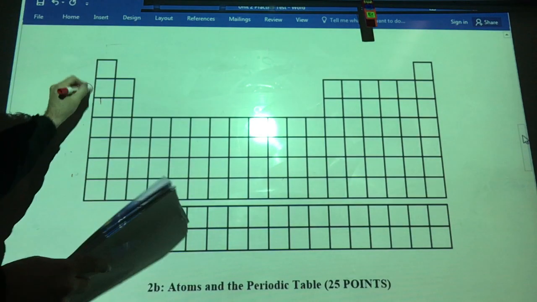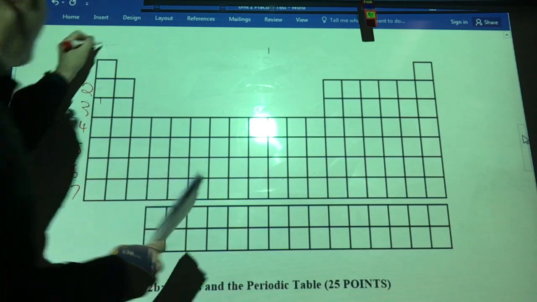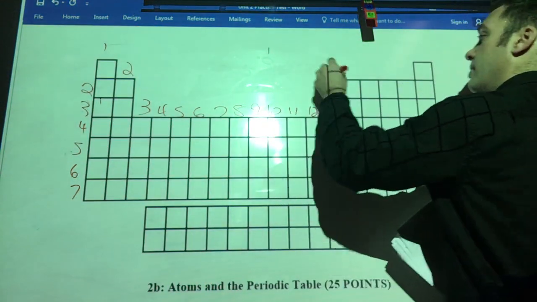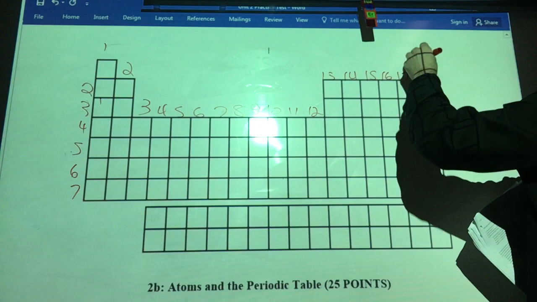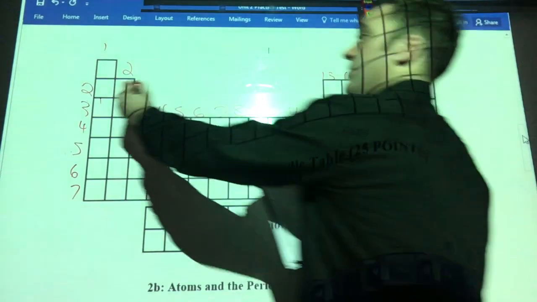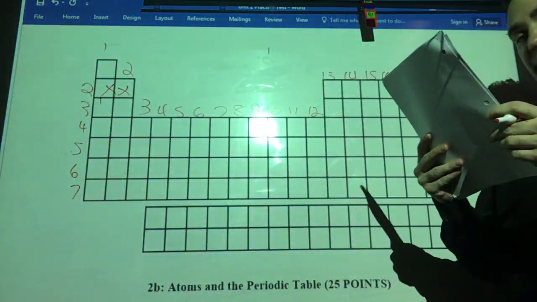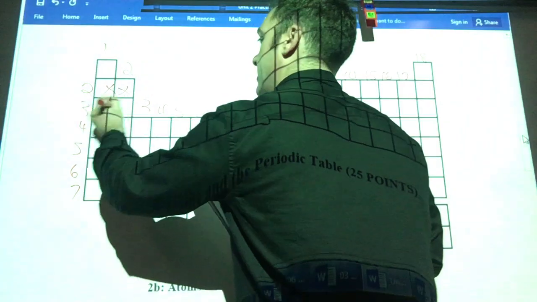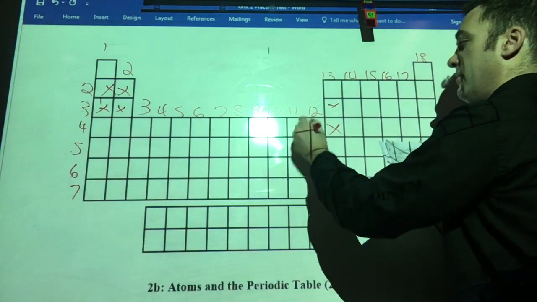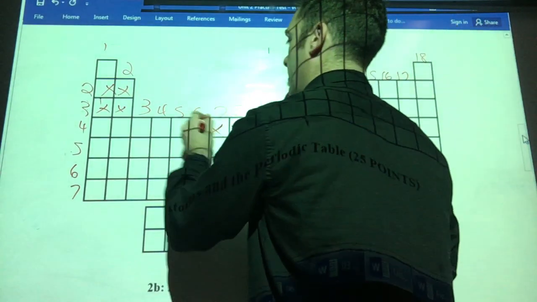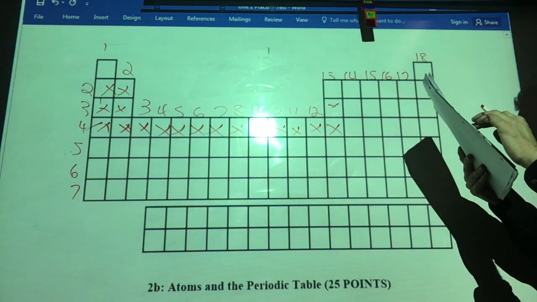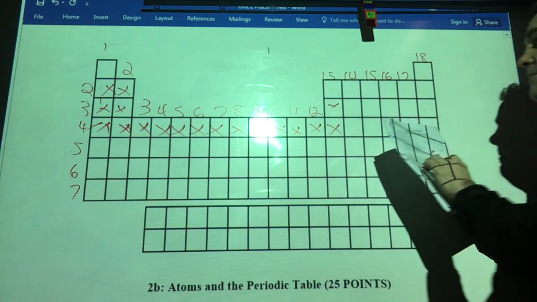The first 2 elements in period 2. So I should have kept these up. Okay, first two metals in period 2. Okay. So period 2, 1, 2. Those are metals. First three elements in period 3. 1, 2, 3. First 13 up to gallium. First 14 up to 10 in period 5.